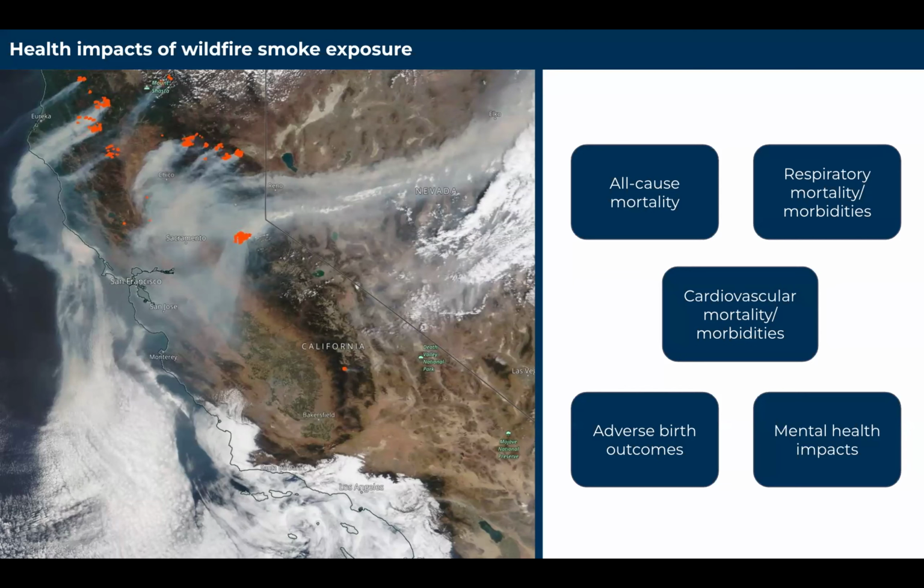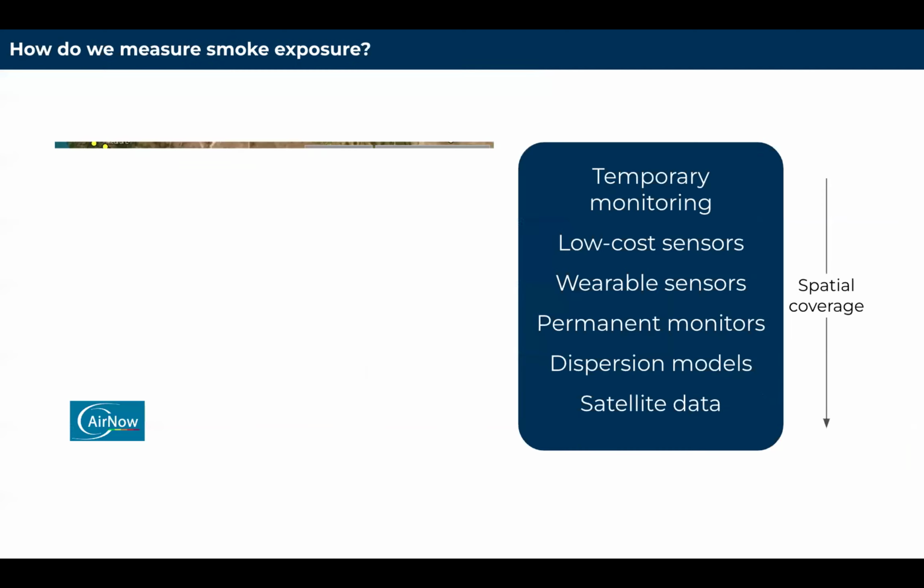And then there have been some studies documenting associations between smoke exposure and birth outcomes, so things like preterm birth and low birth weight, as well as some more recent work examining the impact of smoke on mental health outcomes and some other cognitive disorders, with some very recent work coming out of the University of Washington linking wildfire smoke with Alzheimer's disease, for example.